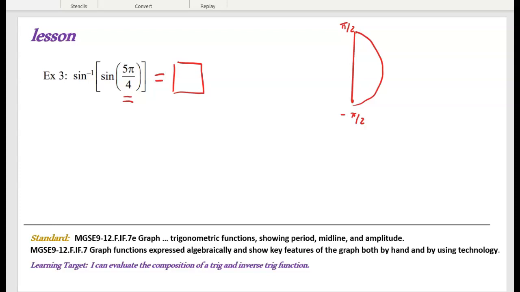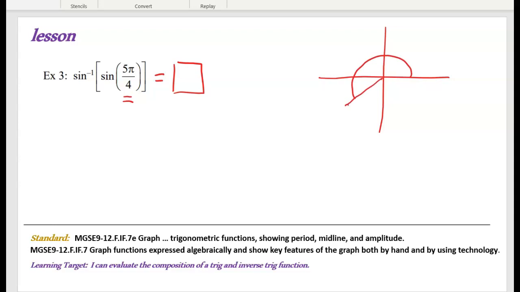Okay, so sine of 5 pi over 4. So we're starting with not the inverse function. So let me erase this. We're starting with sine of 5 pi over 4, which is just a regular old unit circle problem. All right, so 5 pi over 4 is my reference of 45 degrees. I know that my coordinates are negative root 2 over 2 and negative root 2 over 2 at the angle 5 pi over 4. And sine of that is going to be my y coordinate. So this is now sine inverse of negative root 2 over 2.